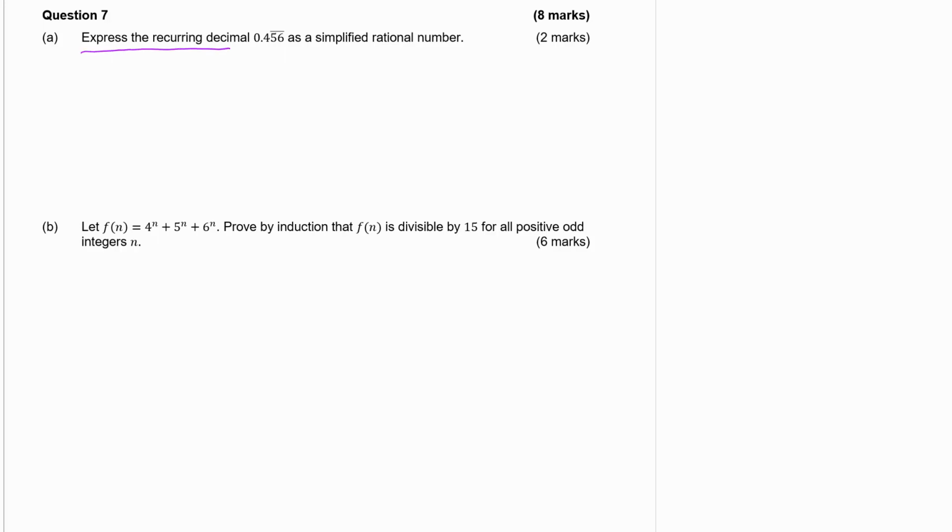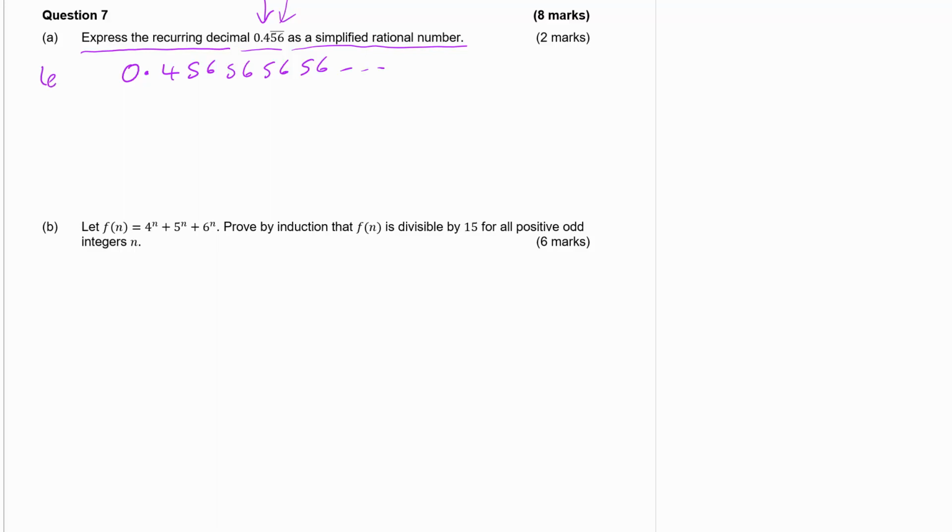Express the recurring decimal 0.456 with the 56 recurring as a simplified rational number. The difficulty here, of course, is that the 4 doesn't recur. This number is 0.4565656, and so on. There's a couple of different ways you can go around this.